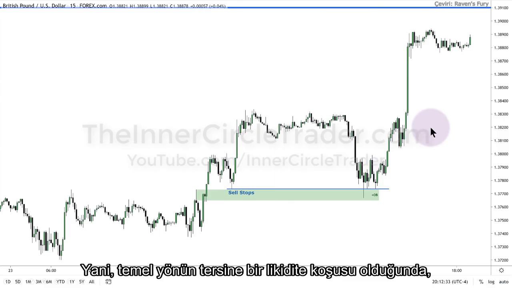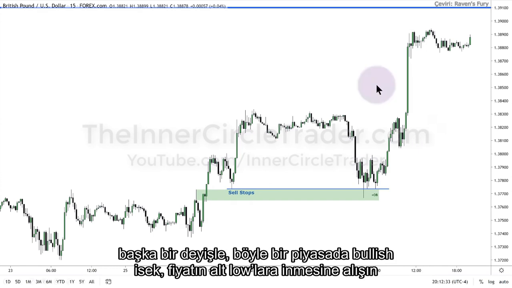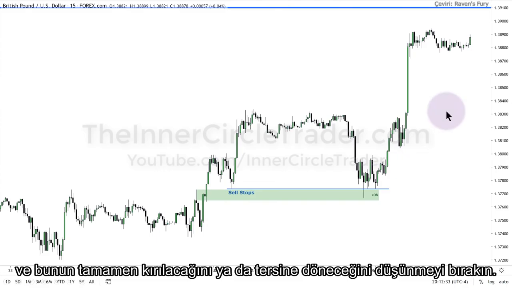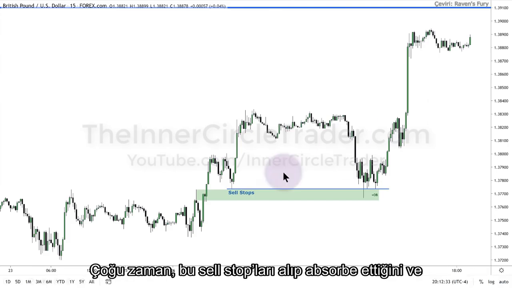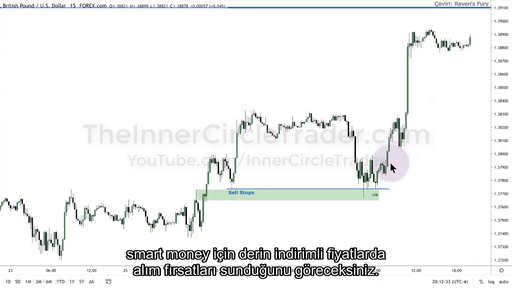So when there's a run on liquidity that's opposed to the underlying direction, in other words, if we're bullish on a market like this, get comfortable with the market reaching underneath lows and stop thinking that it's going to be breaking down entirely or reversing. Most of the time, you're going to find that it's taking those sell stops out and absorbing them to offer smart money buying opportunities at deep discount prices.